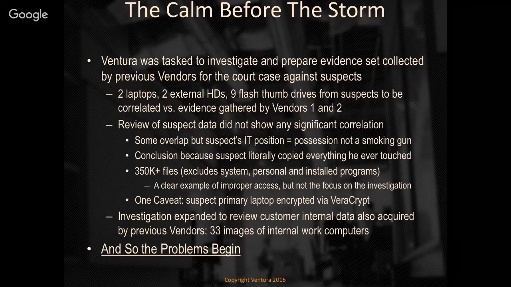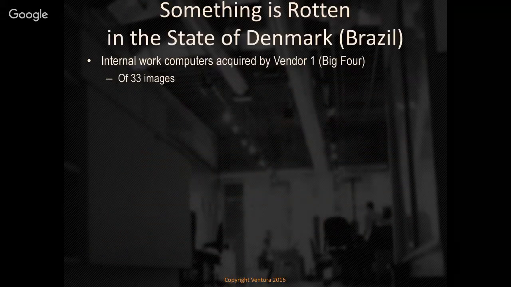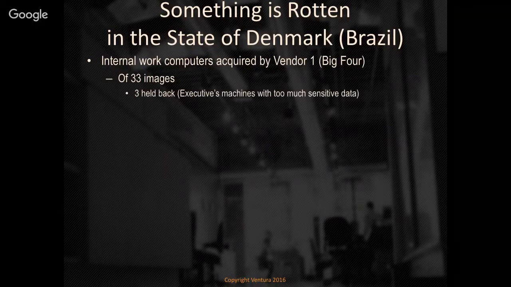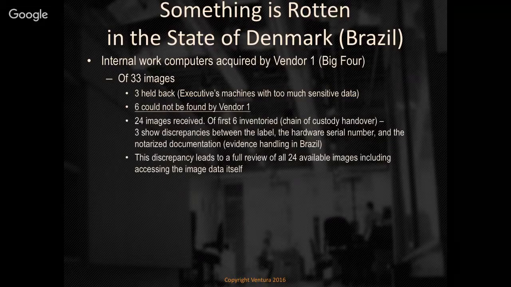And so the problems begin. Okay? Which is what we're here for. Something rotten in the state of Denmark or Brazil. Specifically, of the internal work computers acquired by vendor one, the Big Four consultancy: 33 images. 3 were held back. These were senior level executives. They didn't want us to see it. No problem. 6 could not be found. Okay? 6 images of internal engineering people, IP people, they lost it. Not good. Of the actual 24 images that we did receive.